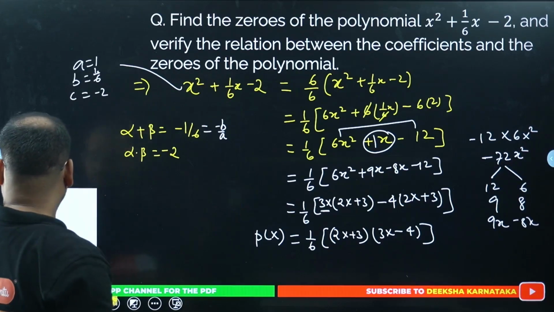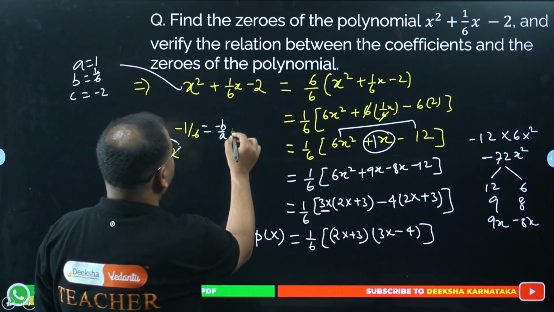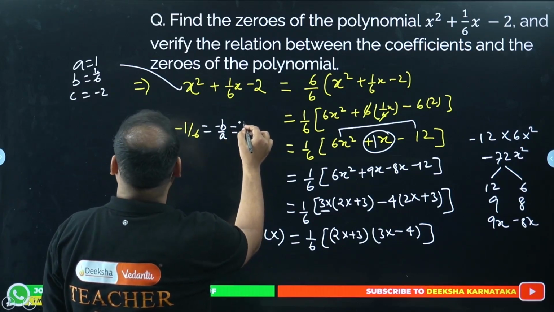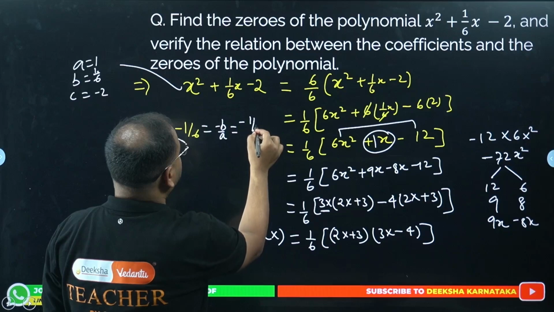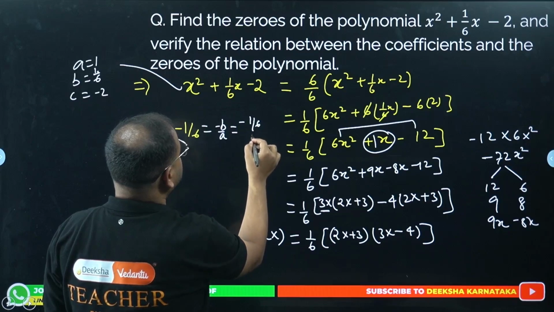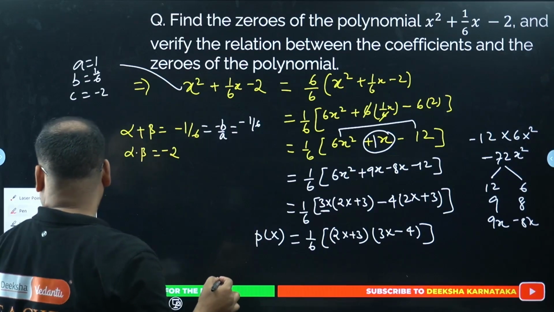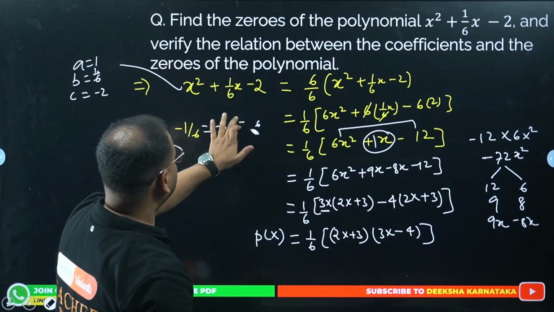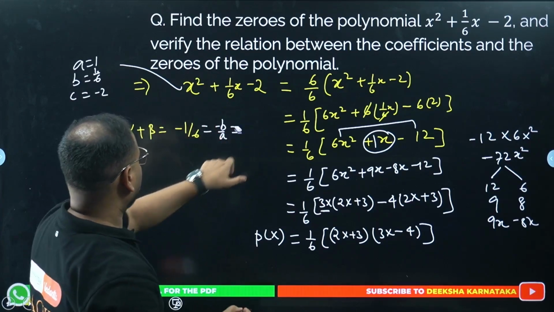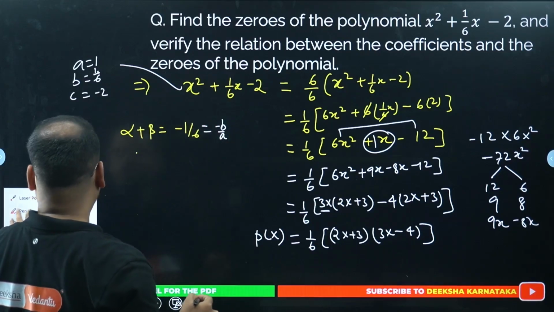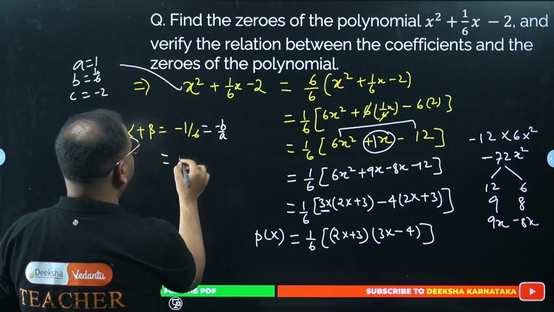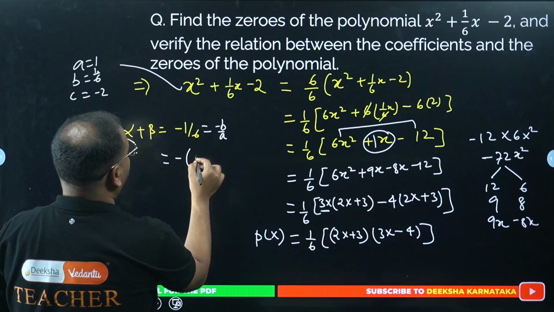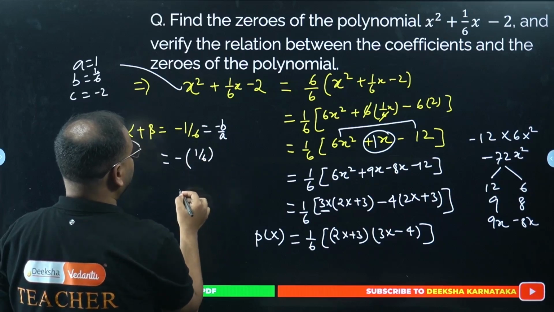Yes. What is minus b by a? Minus of 1 by 6. Okay, I don't have enough space here, so I'll erase this part and we'll go back to this later. Okay. So minus of b by a will become minus of b, which is how much? 1 by 6.